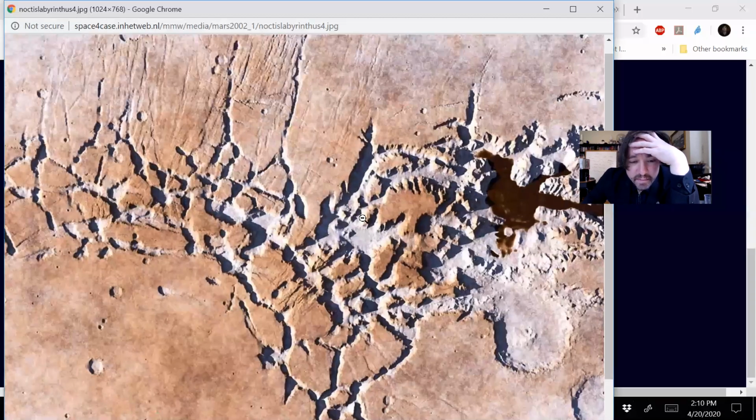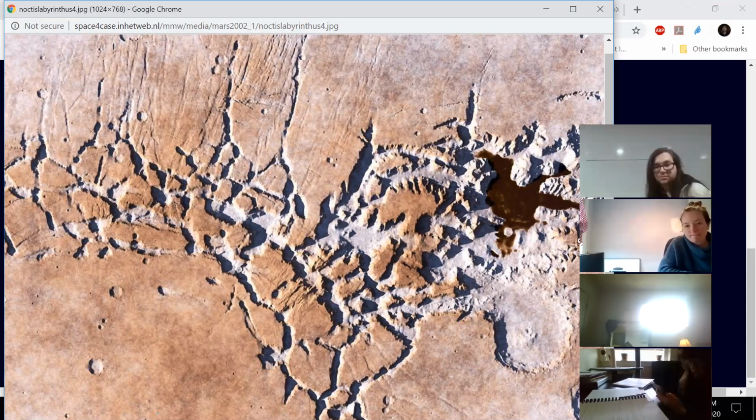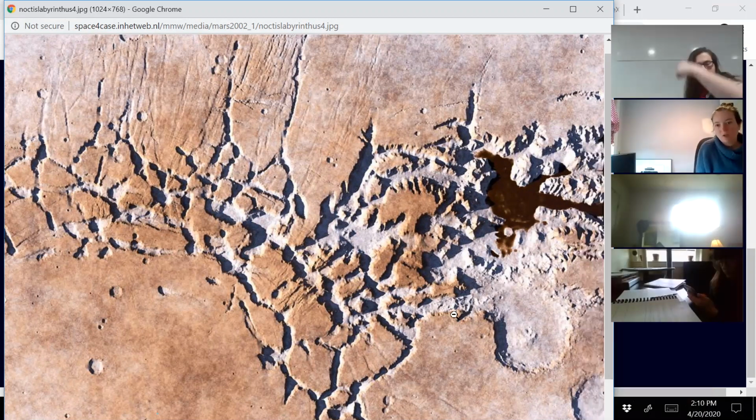Do you guys see how the bottoms of the canyons are all white? Any idea what that might be, all that white stuff? That's all carbon dioxide. That's dry ice. Mars's atmosphere, as you'll learn next class, is mostly carbon dioxide. That's all frozen carbon dioxide frost all along the valley of the Noctis Labyrinthus.